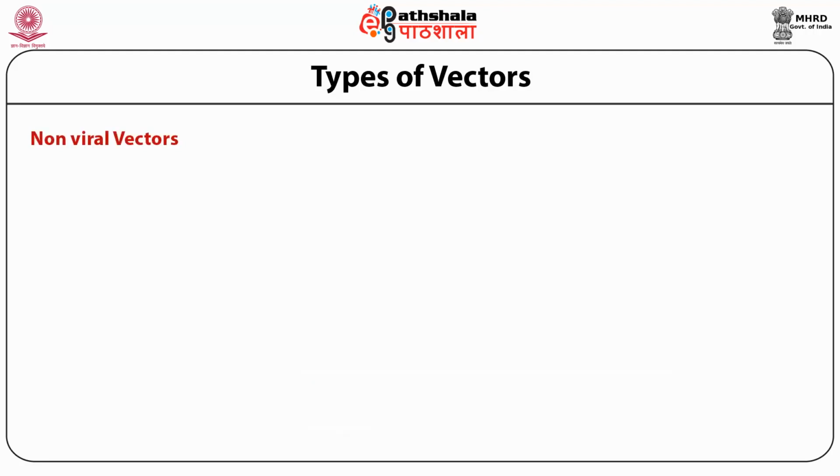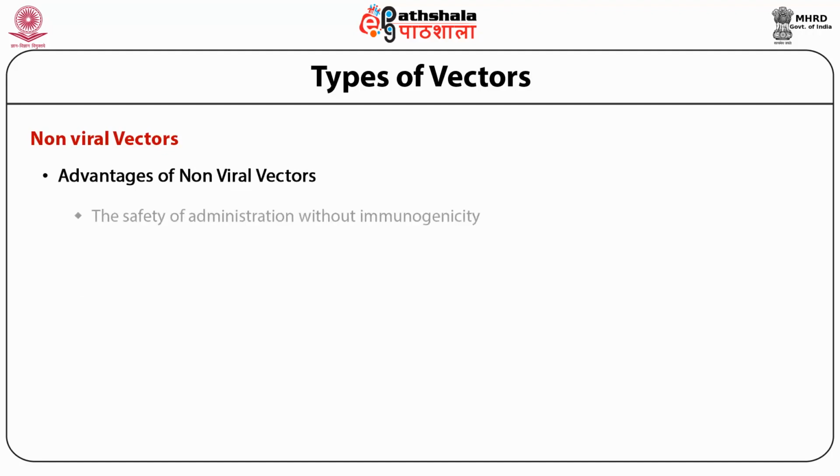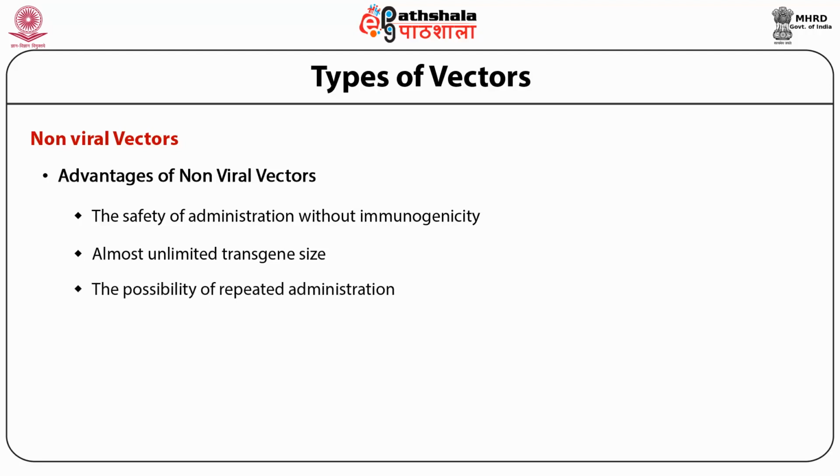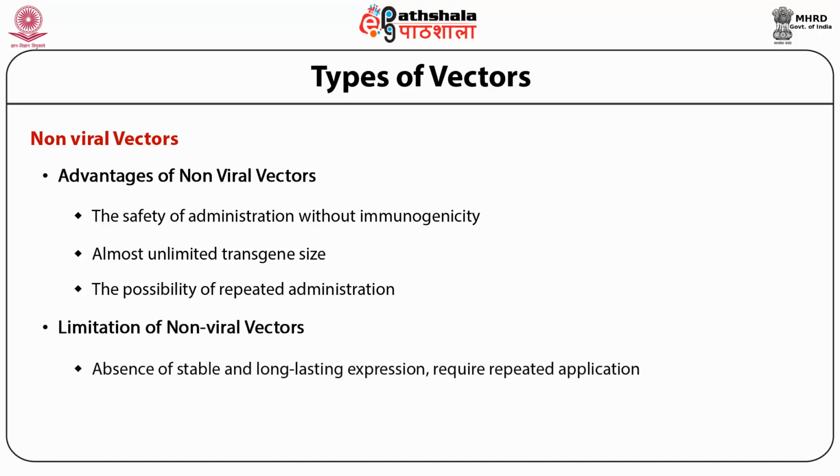Let's see what the advantages of non-viral vectors are. First, they are safe because they do not induce any immune response. Second, they can take an unlimited amount of transgene. And thirdly, the possibility of repeated administration is there. The limitation is that they cannot produce stable and long-lasting expression, therefore the need for repeated application is there.